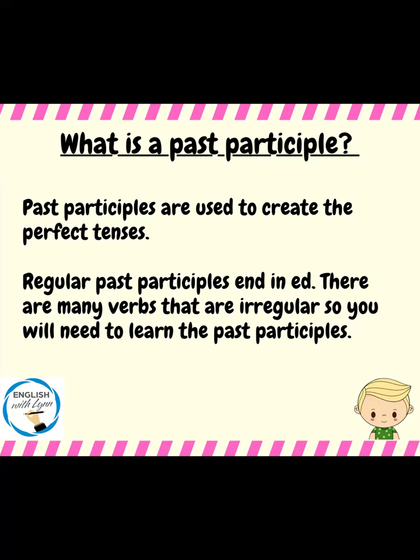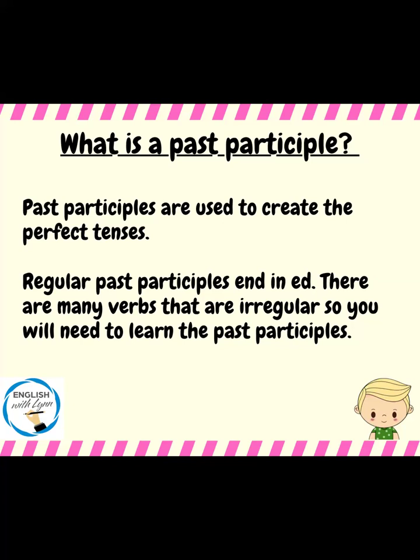There are also that other group of verbs that are called irregular verbs, and they don't follow the rules. So you will need to learn how to turn base verbs into past participles. As an example, you would have eat, that is your base verb, ate is your past tense verb, and eaten, which is your past participle. You would have write, which is your base verb, wrote, which is the past tense verb, and written, which is your past participle. So you will hopefully be able to learn these verbs so that you can use them to create the perfect tenses.